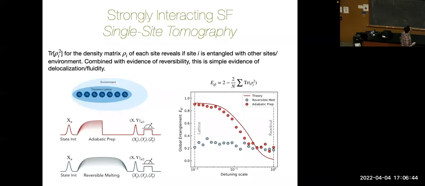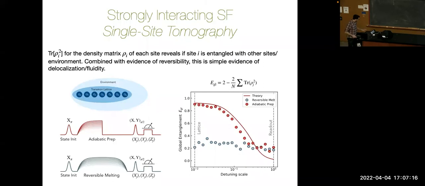And so what you can do is look at averaging over all phases, if there's any phase that can do that. And that tells you whether you're entangled with the environment or with another lattice site, or if that site is in a pure state. And what we find is that when the detunings get small, the sites are very strongly entangled with something. But because it's reversible, it must not be the environment. It must be the other lattice sites.